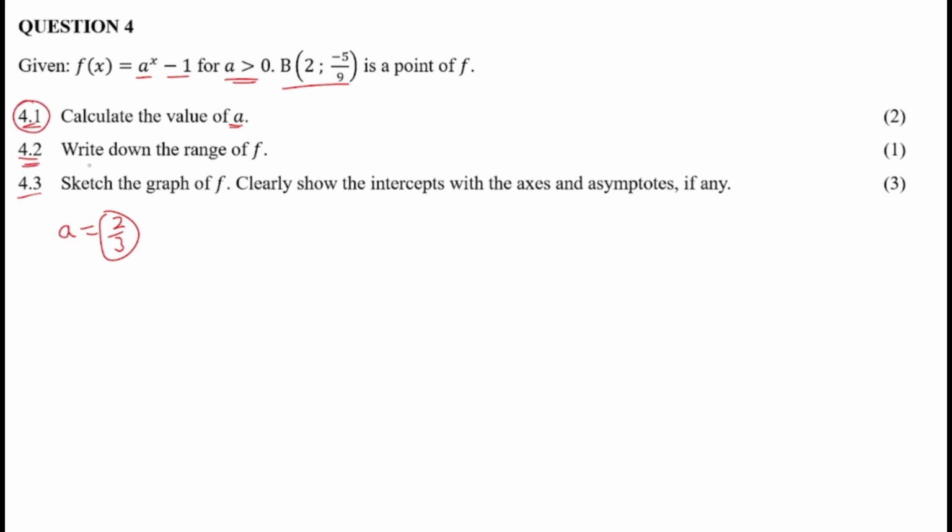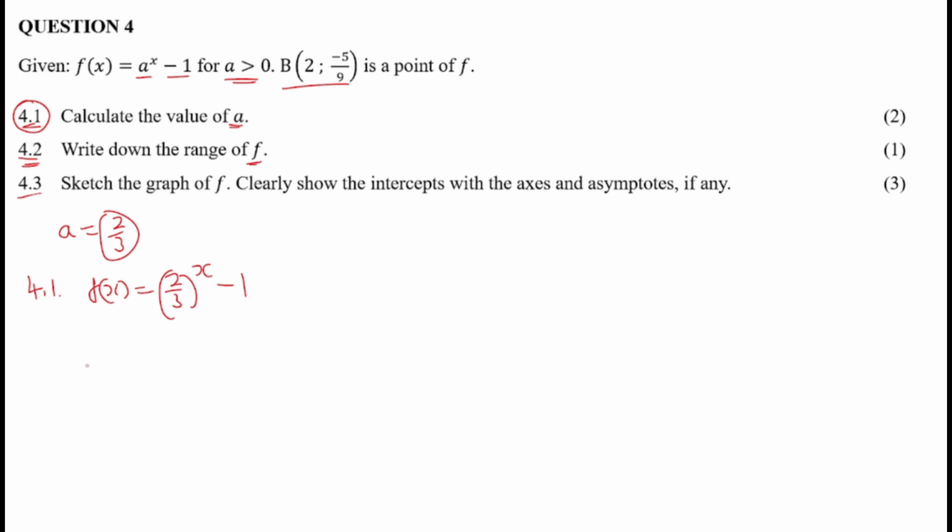4.2 says write down the range of f. Right, so it means the equation for f of x is f of x is equal to 2 over 3 to the power x minus 1.